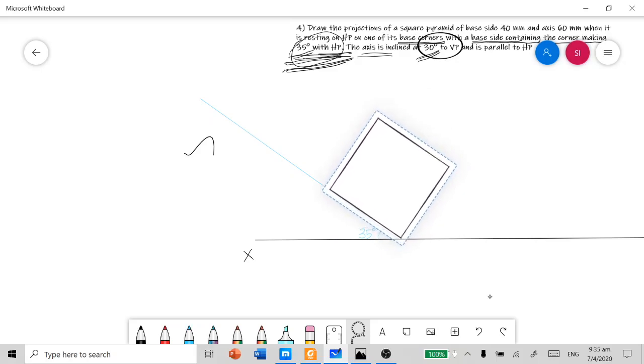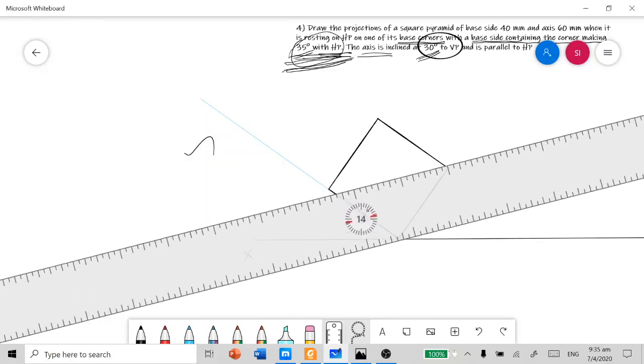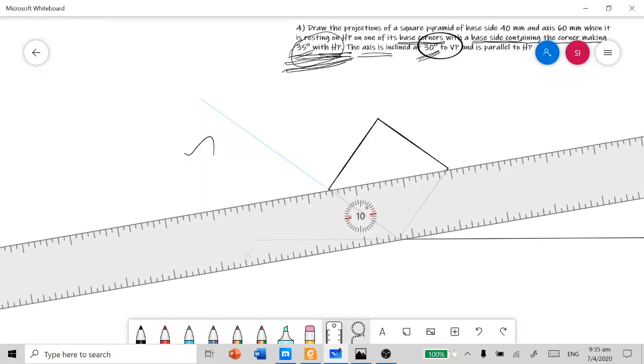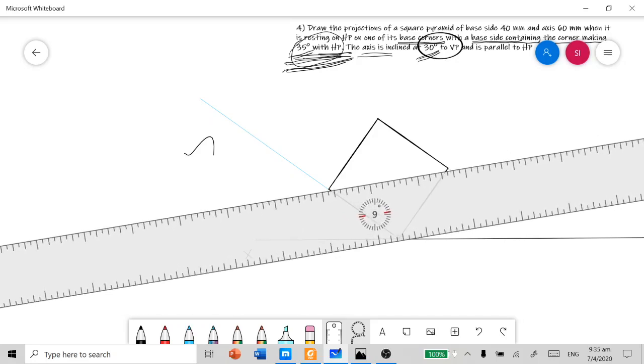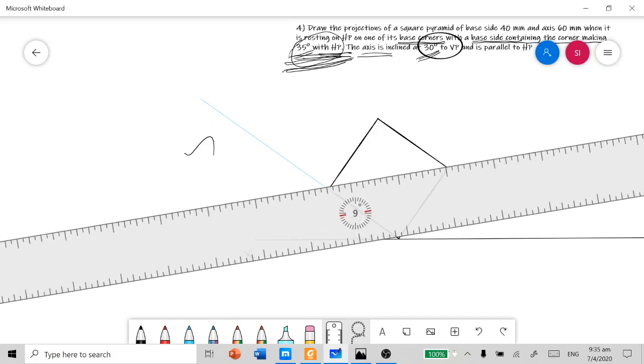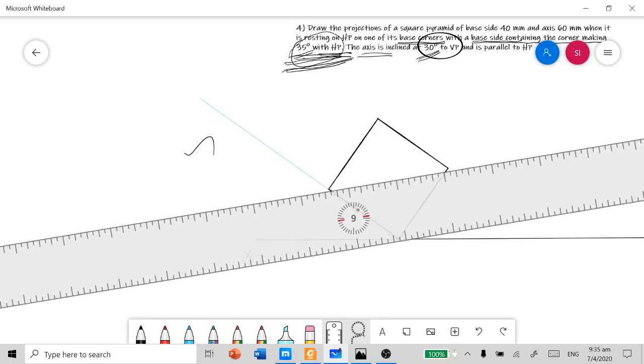Making the solid incline, one base side is inclined at 35 degree to HP and one base corner touches the XY line. Yes. Now I need to find the axis point of the solid. Since it is a pyramid, it is going to have an apex point. So I need to connect the diagonals of the square base to find the axis. It is a pyramid, so it has slant edges.